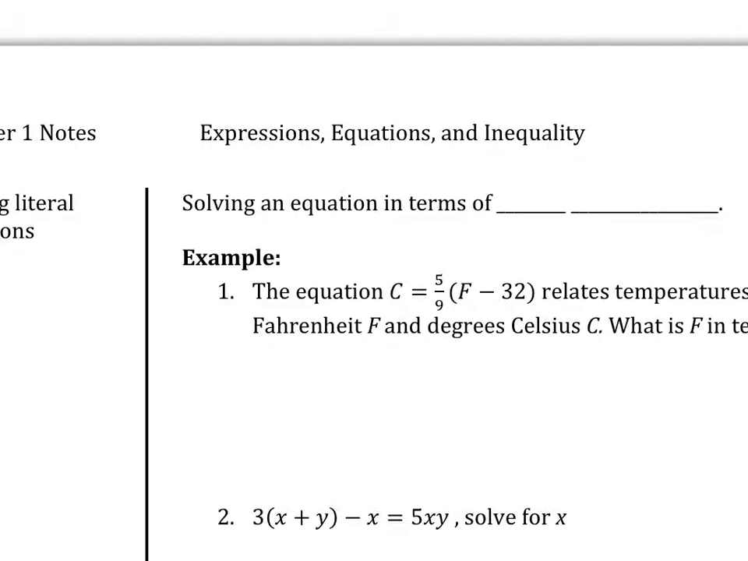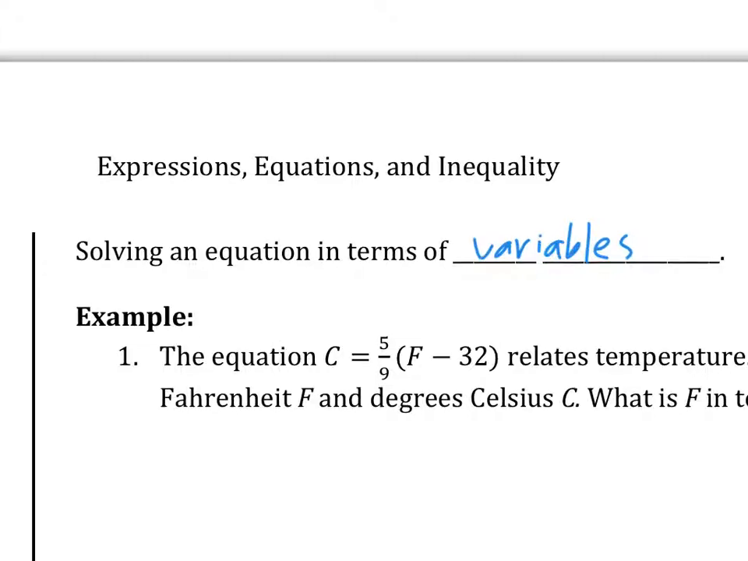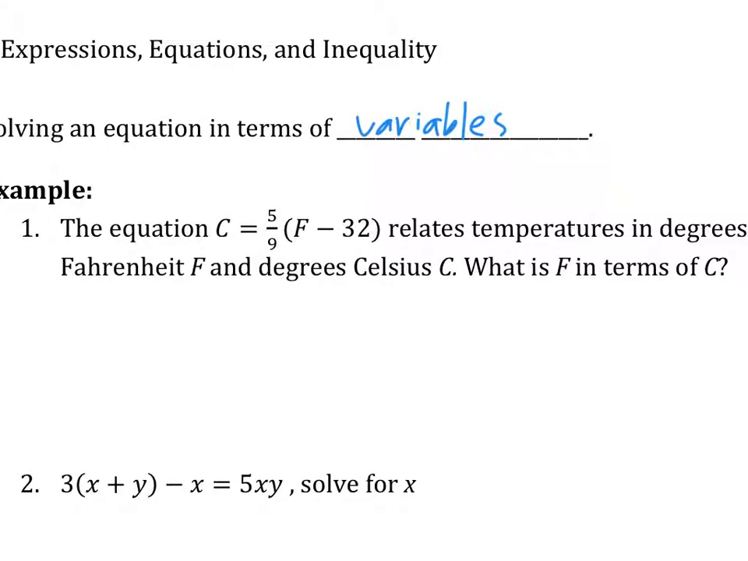Solving literal equations means you're solving an equation in terms of variables. So you're not really going to get x equals 4 as an answer. You're going to get x equals y plus b or something like that. You're going to solve an equation for one of the variables. For example, let's look at this equation. The equation C equals 5/9 times F minus 32 relates temperature in degrees Fahrenheit and degrees Celsius. What is F in terms of C? Meaning you're going to solve so that it's F equals instead of C equals.